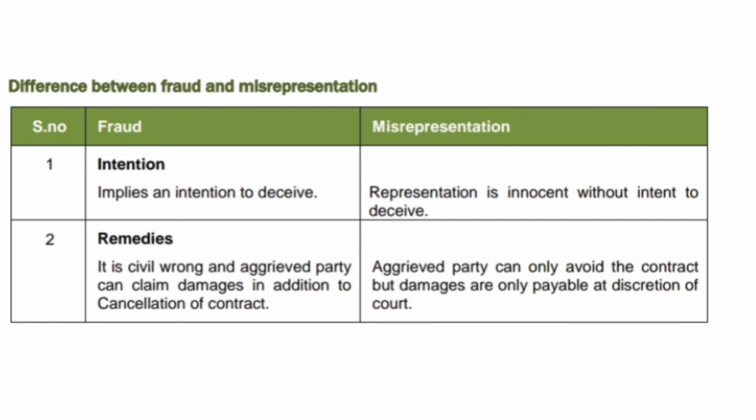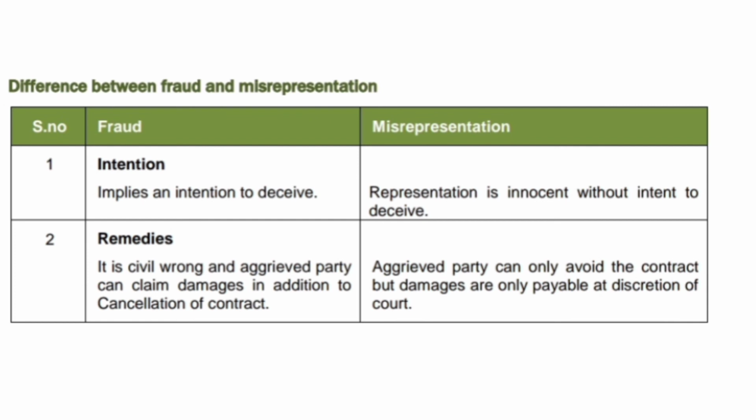So the party obviously does have the option to avoid the contract, which is why, like I said earlier, in misrepresentation also the contract is voidable. However, in the case of misrepresentation, the aggrieved party is not entitled to damages, by which I mean to say that damages are not available as a matter of right. So basically the aggrieved party can obviously of course avoid the contract, but damages are only and only payable at the discretion of the court.